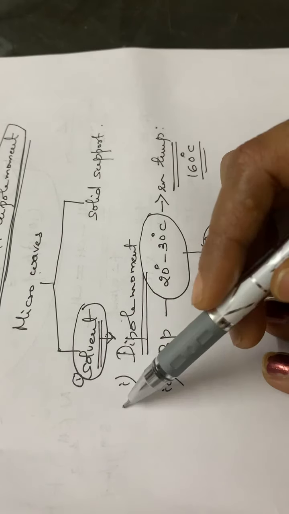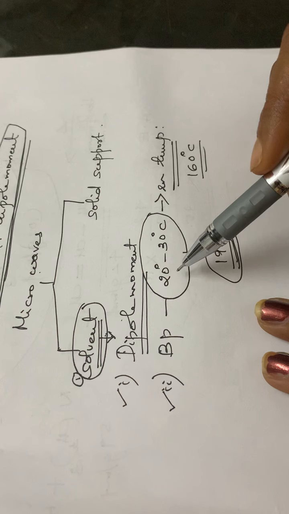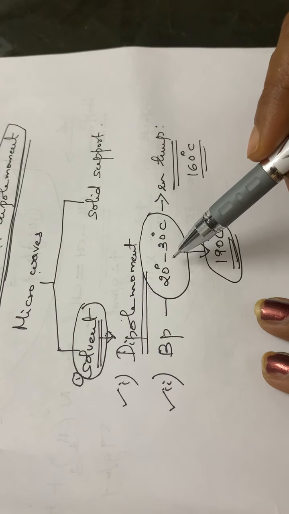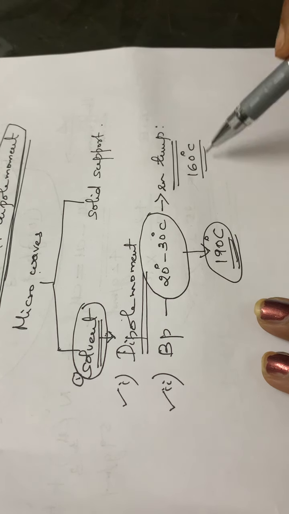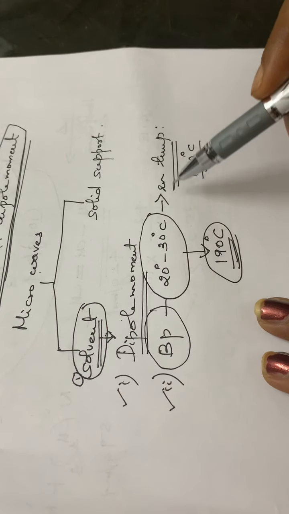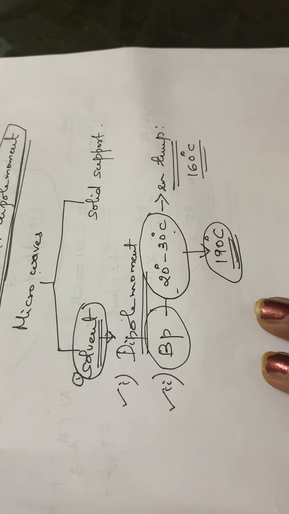Okay, so these are the 2 points to be noted. First one, it should have a dipole moment, and the second one, it should have a boiling point greater than the particular reaction temperature. The boiling point of the solvent should be greater than this reaction temperature, nearly about 20 to 30 degrees Celsius.